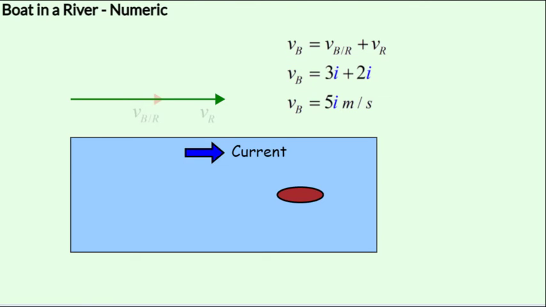The boat moves faster than it would in still water, since the current is helping the boat by being in the same direction. And in the vector diagram, you can see that the resultant vector is longer than the individual vectors. Now let's see what would happen when the current is in the opposite direction.